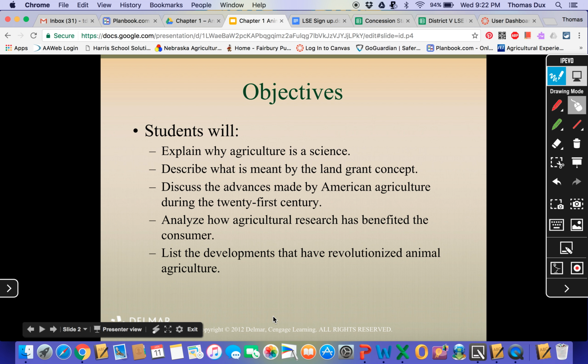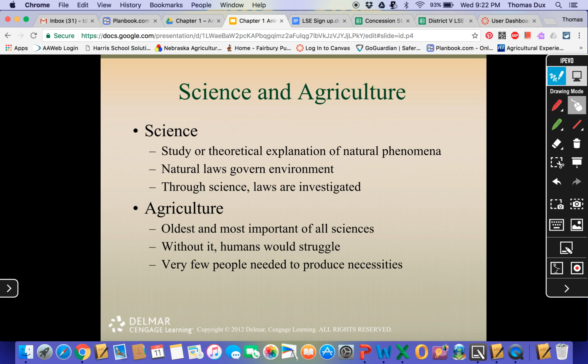Also, throughout the chapter, you'll be able to discuss some of the advances made by American agriculture during the 21st century related to technologies used in agriculture and animal science. And you'll be able to analyze how agricultural research has benefited the consumer. Then you're going to be able to list some of the developments that have definitely and awesomely revolutionized animal agriculture. But I will also discuss how some of these great technologies have revolutionized animal agriculture, both for the positive and a little bit for the negative as well, and how maybe in agriculture we need to, in my opinion, take a step back a little bit as well. So let's go ahead and get started here.